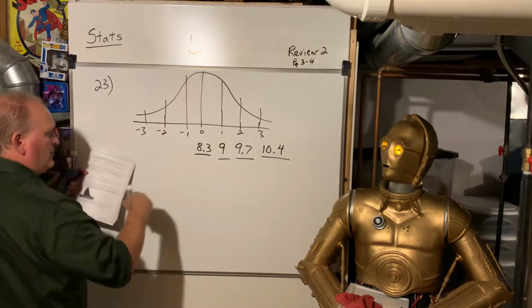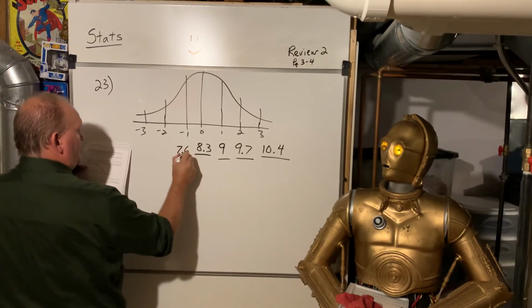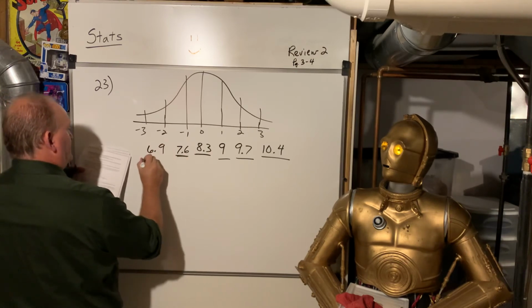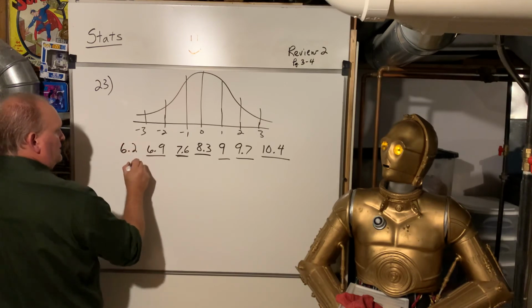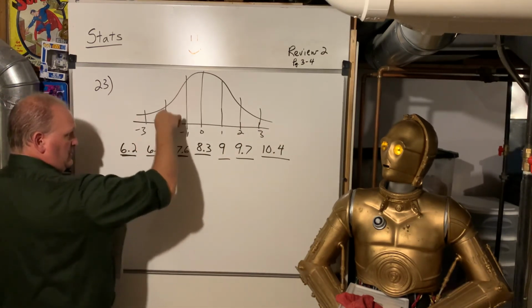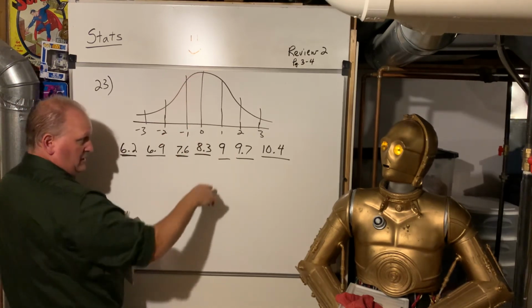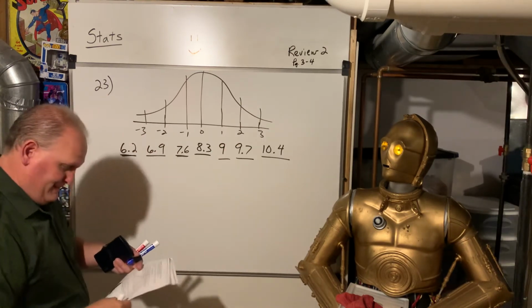And then we go the other way. We subtract 0.7 from each one. So that's 7.6, 6.9, and negative 3 is 6.2. So that's where this would fall. This would be 6.2 years, this would be 6.9 years, this would be 7.6 years, this would be 8.3 years. 9 years, 9.7, 10.4. Okay?